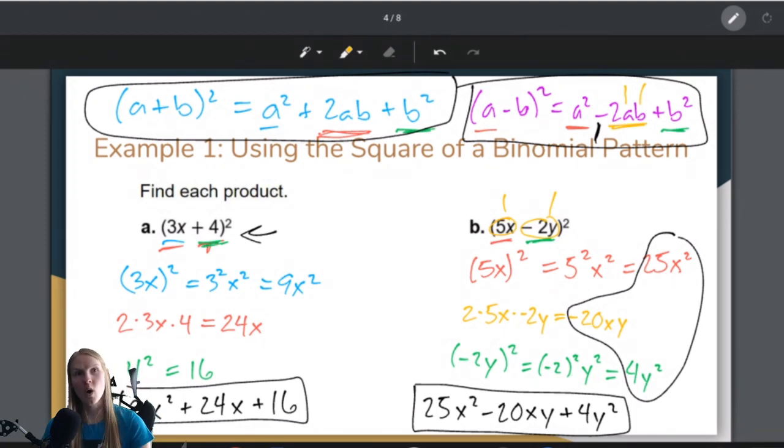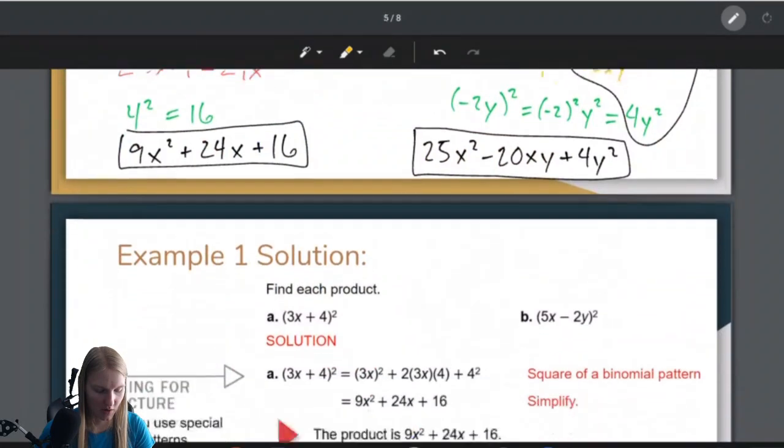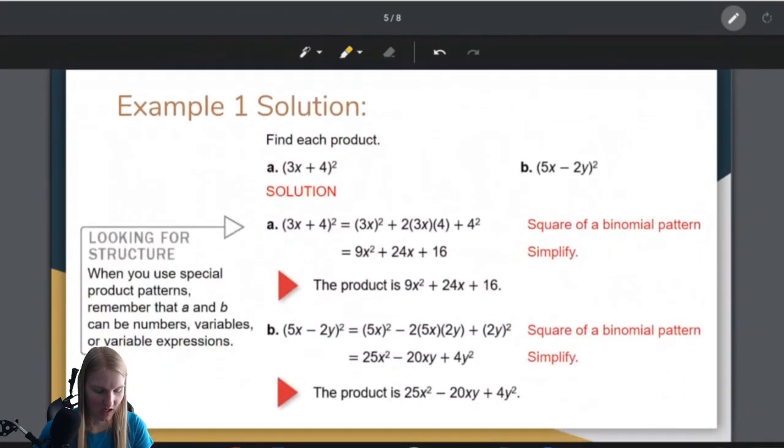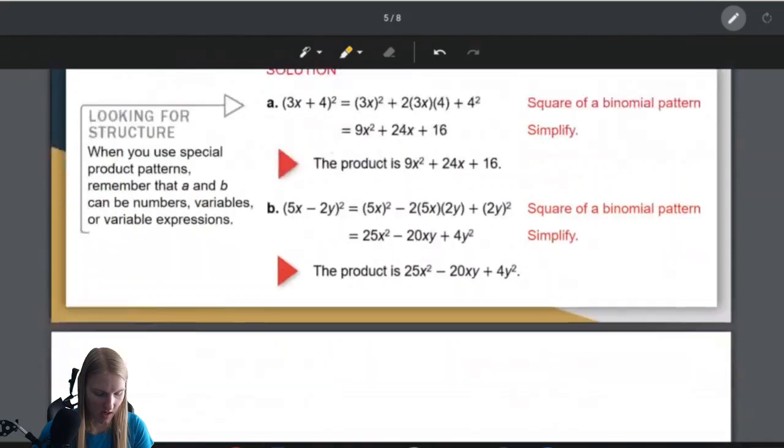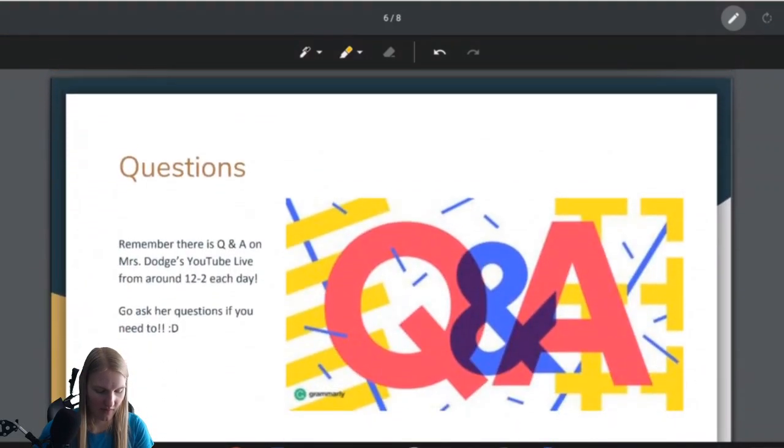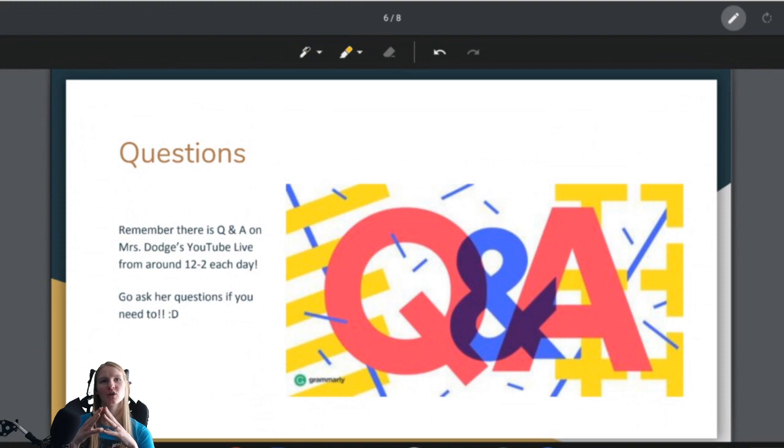The first few, you're like, what is going on? But the more you practice it, the better it feels. So if you take a look in our notes, of course, as always, you can see the solution. And if you have any questions, remember that there is Q&A on Mrs. Dodge's YouTube live stream from around 12 to 2 each day. So when you're done watching this lesson, you can just hop straight on over to the YouTube live and go ask her questions if you need to. Ask me questions. I love questions.